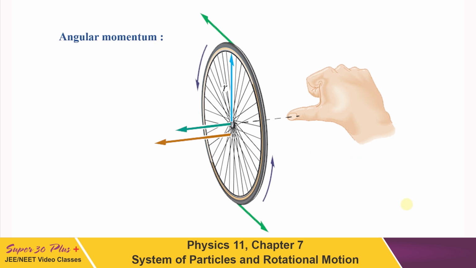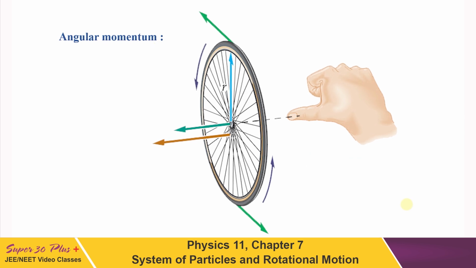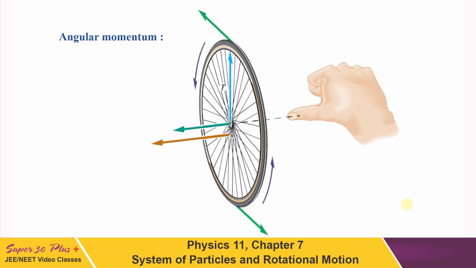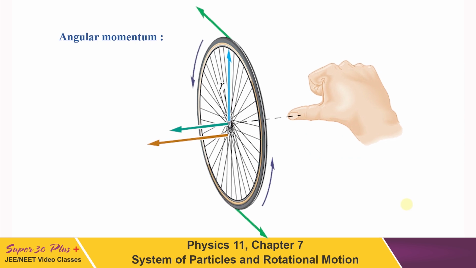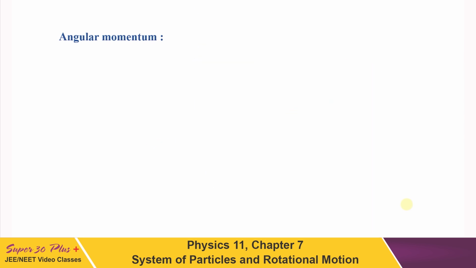You are already familiar with the term linear momentum. So here let us consider angular momentum, how it is different from linear momentum. Now as you know, linear momentum P we denote generally by mv. This is the linear momentum.